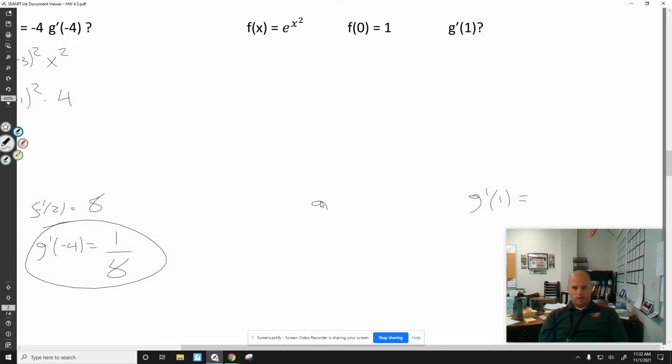G prime of 1, I don't know. The point on G when the x coordinate is 1, I don't know. Actually, I do know. It's going to be (1, 0), because f has the point (0, 1). F prime of 0 is what I want to find, and then I'll find G prime of 1.